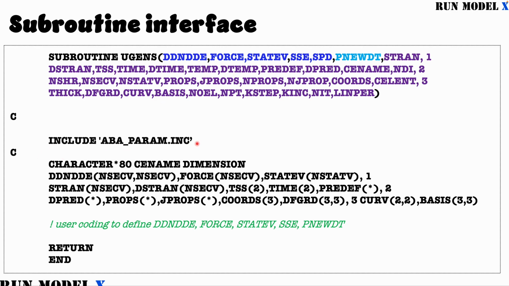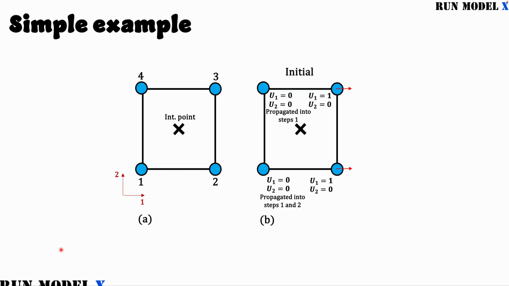Include ABA_PARAM.INC is the library, and in this line we have the dimensions of our input variables. For instance, COORDS has 3 components, which represent x, y, and z. And in this line, you need to compute, and you need to develop your code, and then return and end. This is the end of the subroutine.